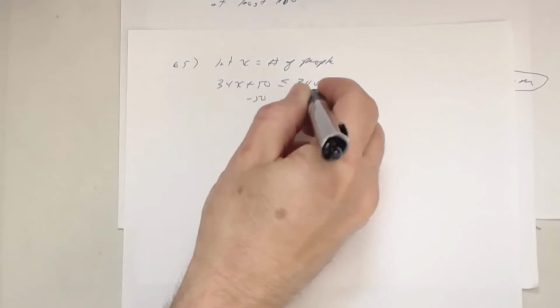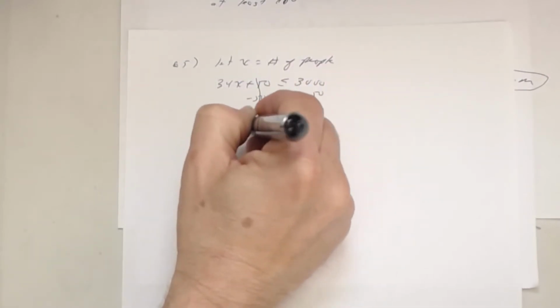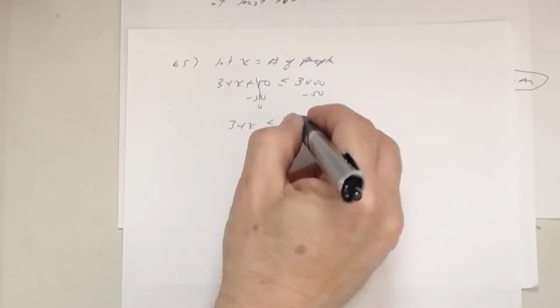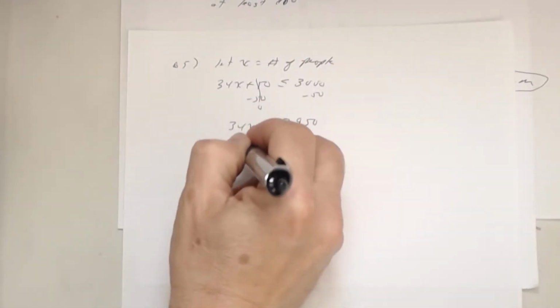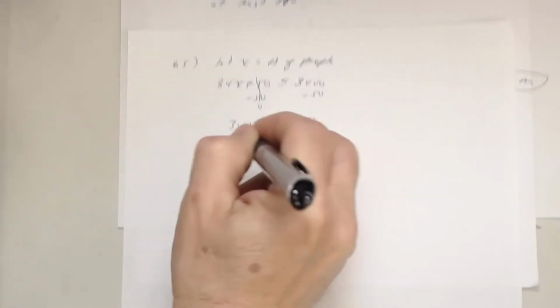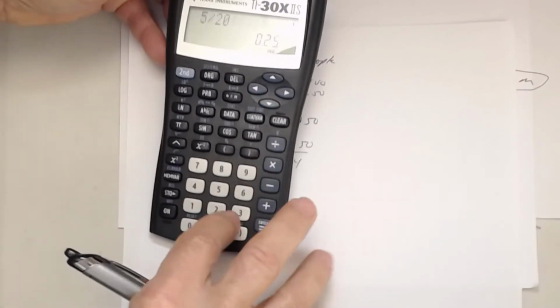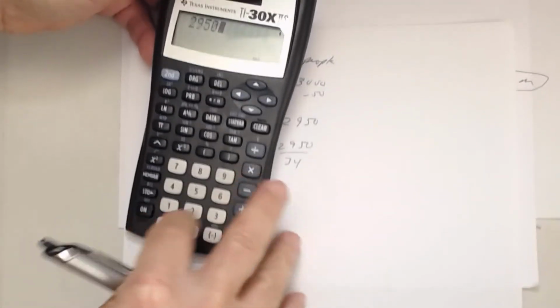All right, what's the next step? Subtract 50. And so I get 34x is less than or equal to 2,950. All right, use your calculator. When you use your calculator and you divide both sides by 34, look at what you get. 2,950 divided by 34, I get this.